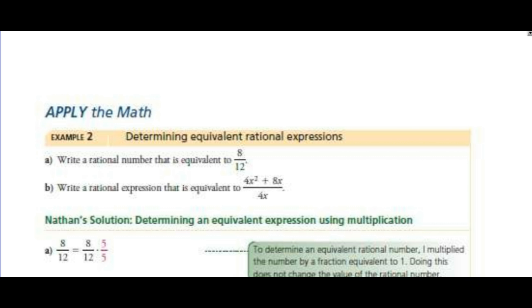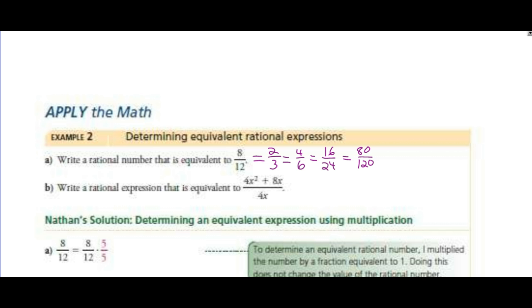Determine the equivalent rational expressions. Write a rational number that is equivalent to 8 over 12. Okay, what can we get equivalent to 8 over 12? 2 over 3, 4 over 6, 16 over 24, 80 over 120. You can give them as many as you like.